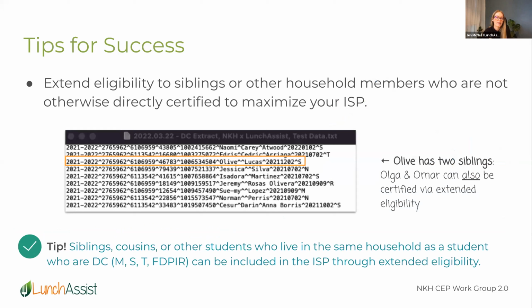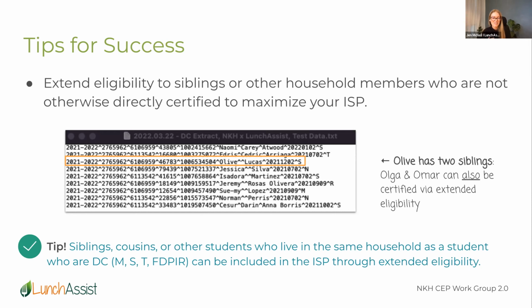Okay, another tip here is about extended eligibility. So extended eligibility is the process of where a student who is directly certified is able to extend their eligibility to another member of the household, such as a sibling or a cousin or another child that lives in the household. So in the example here on the screen, you can see that Olive is directly certified S for CalFresh or SNAP. And it turns out that Olive actually has two siblings, Olga and Omar, and they don't show up on our direct certification list, but we can still extend eligibility to Olga and Omar.